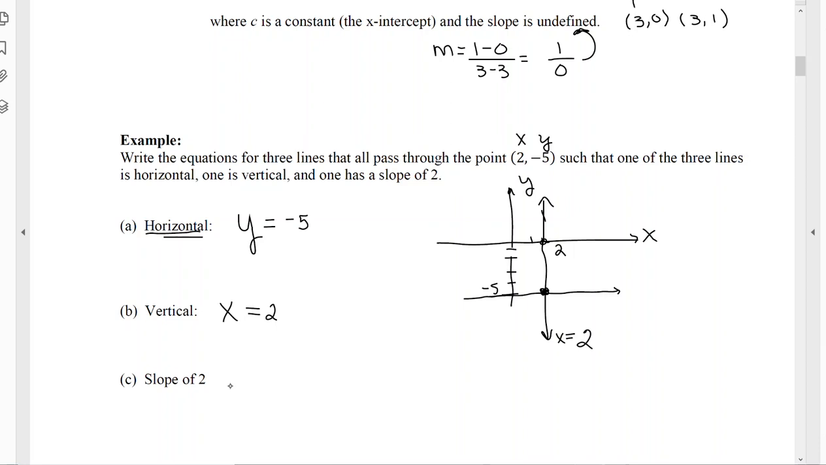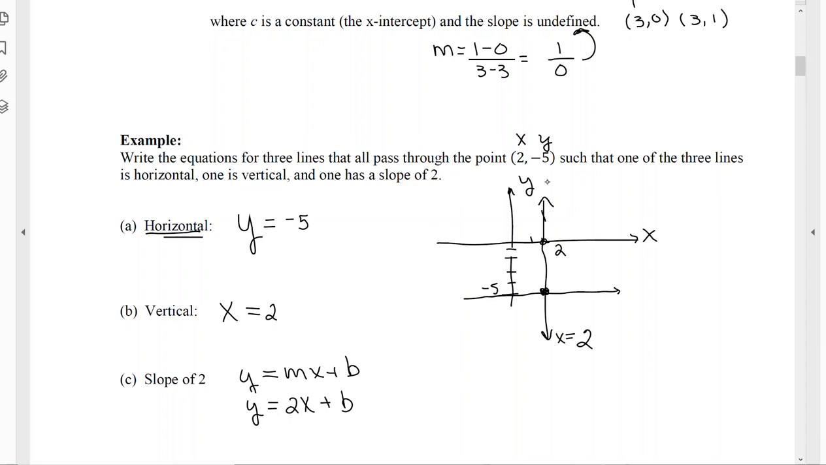For a slope of 2, it's neither vertical nor horizontal, so I can't just do y equals or x equals a constant. I've got to go back to my formula, y equals mx plus b. And they're already telling me what the slope is. The slope is 2, so I'm going to plug that in. But I'm not told the y-intercept, and the reason I know this isn't the y-intercept is because x isn't 0. Remember, negative 5 would be my initial point, but that's not an initial point.